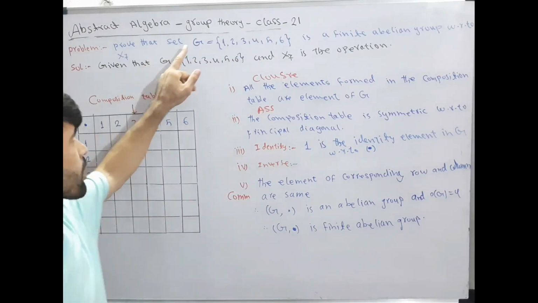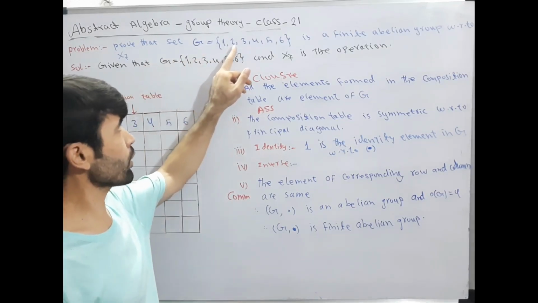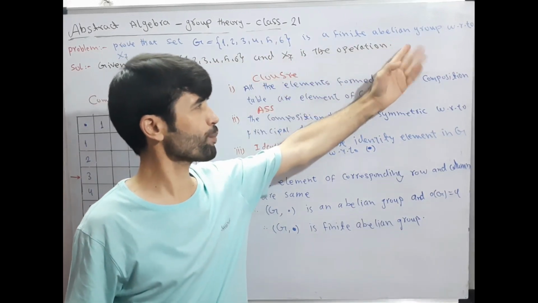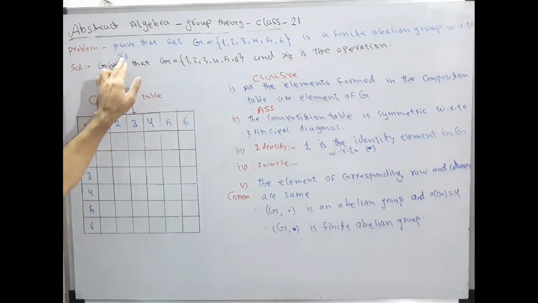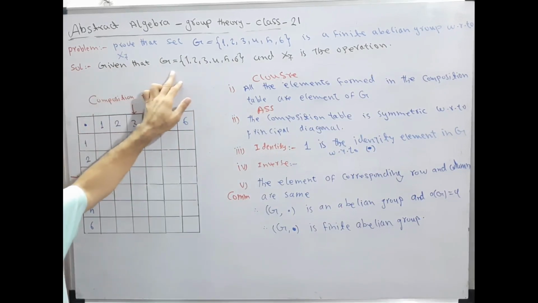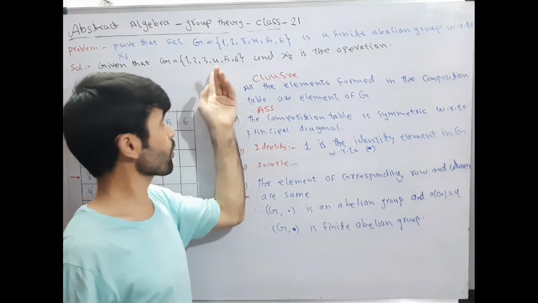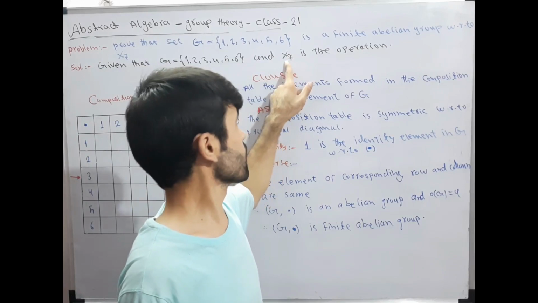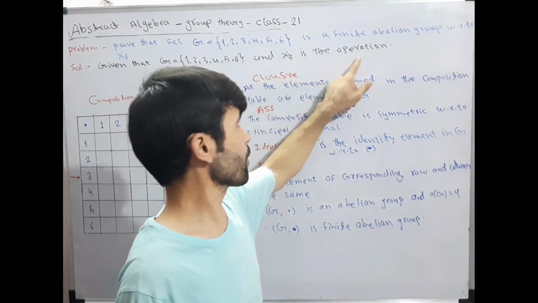Prove that G equal to {1, 2, 3, 4, 5, 6} is a finite abelian group with respect to multiplication modulo 7. Solve. Given that G equals {1, 2, 3, 4, 5, 6} and multiplication modulo 7 is the operation.